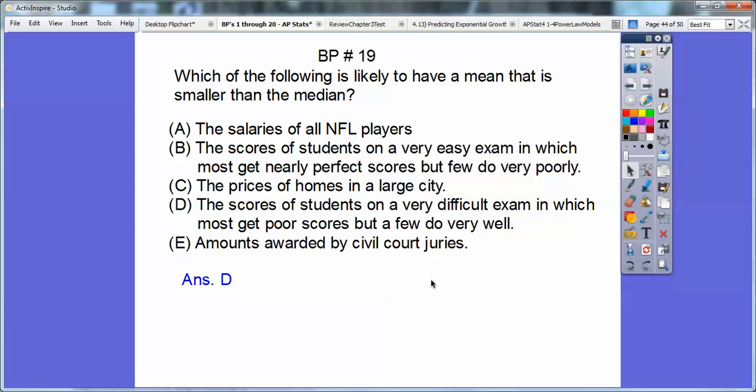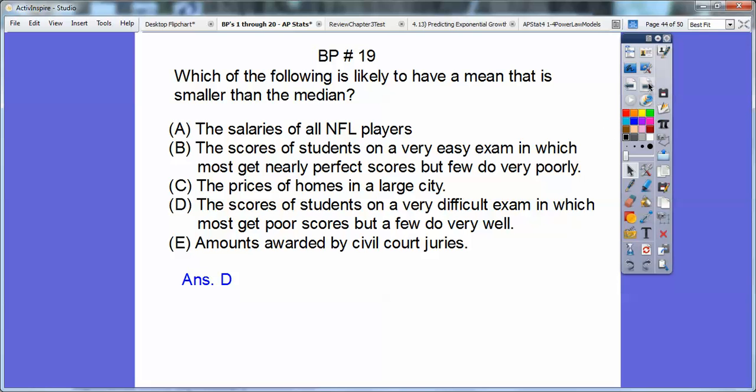So it's going to be the scores of students on a very difficult exam, where most of the students get poor scores, but there's very few. That's like the rich people. There's very few rich people, but it skews it way to the right. There's lots of poor people, or there's lots of very poor scores. So this one will be skewed to the left, so it's this guy right there.